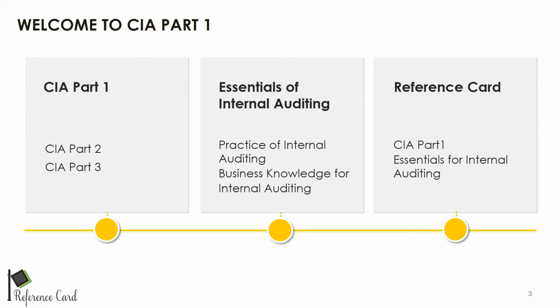CAA exams are made up of 3 parts. Part 1 is Essentials of Internal Auditing, Part 2 is Practice of Internal Auditing, and Part 3 is Business Knowledge for Internal Auditing. In this video series, we will study Part 1, Essentials of Internal Auditing.